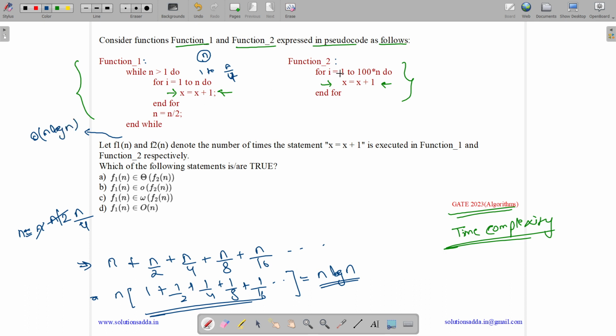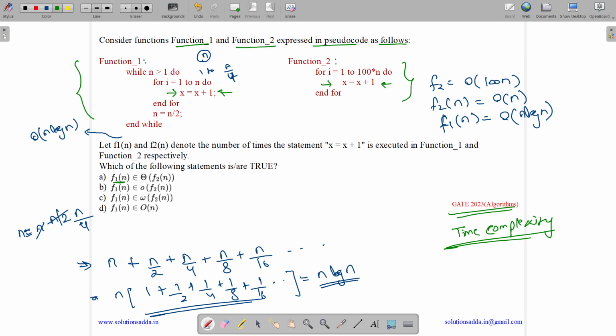Okay, let us see f2(n). Here we are looping from i = 1 to 100 times n, and we are executing x = x + 1. So directly f2 will be equal to O(100n), or we can say f2(n) equals O(n). And we have already found out that f1(n) equals O(n log n). So let us see all the options one by one.